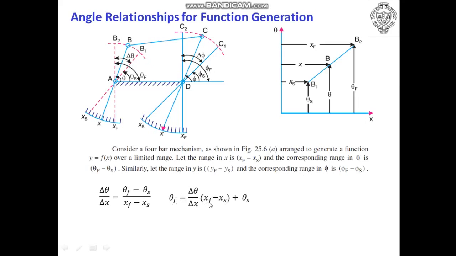If you want to write this formula in generalized form, you have to replace the subscript f with the letter j, so that, considering n as the accuracy points or precision points in the mechanism, the formula becomes theta j is equal to del theta divided by del x into xj minus xs plus theta s. So we have done this formulation for the input crank. Similarly, we can do it for the output crank also.